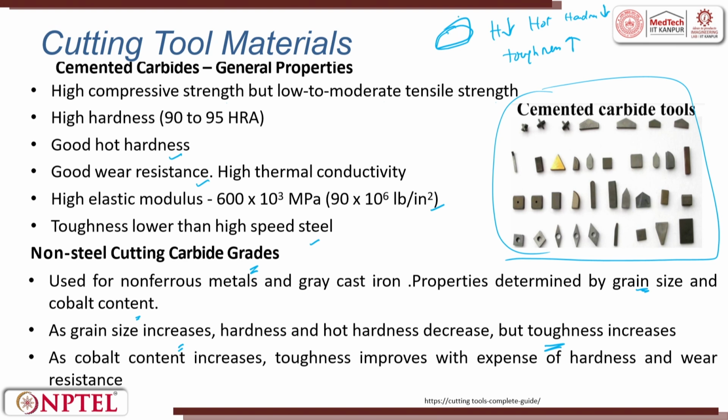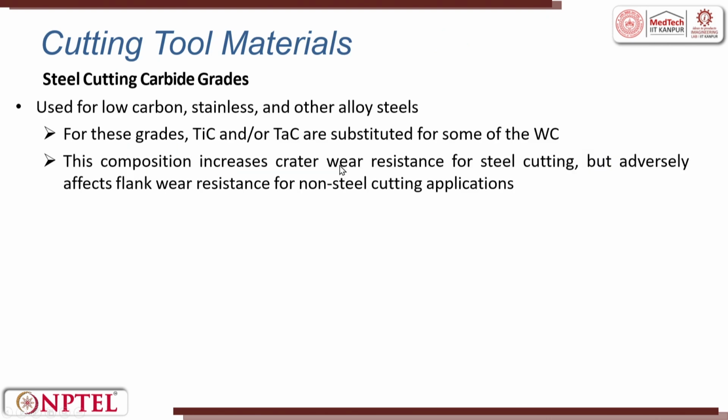And the binder, because if you have only ceramic, you need a binder. Cobalt is used as a binder, which also gives hot hardness and wear resistance. In the steel cutting carbide grades, titanium carbide and tantalum carbide are added. This composition increases the crater wear resistance when cutting steel.